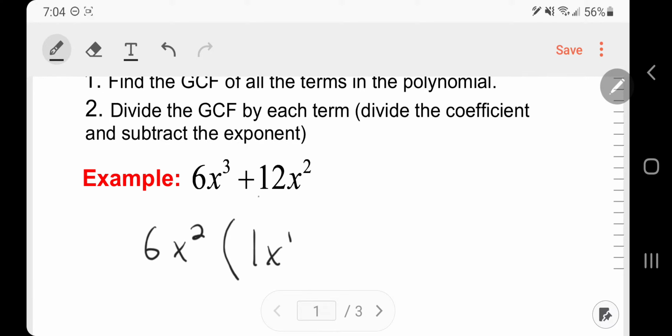And now I'm going to do the same thing with the second term. So now we're going to do 12 divided by 6. That's going to give me 2. And then I have x squared minus x squared. It's going to give me x to the 0, but I don't really need to write that. So we'll leave that out. And there's our final answer.